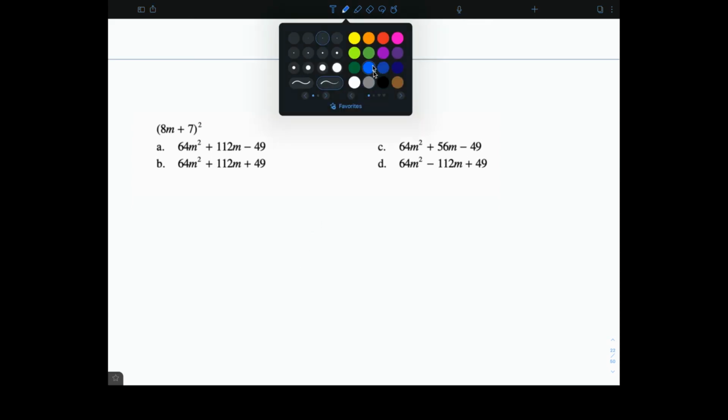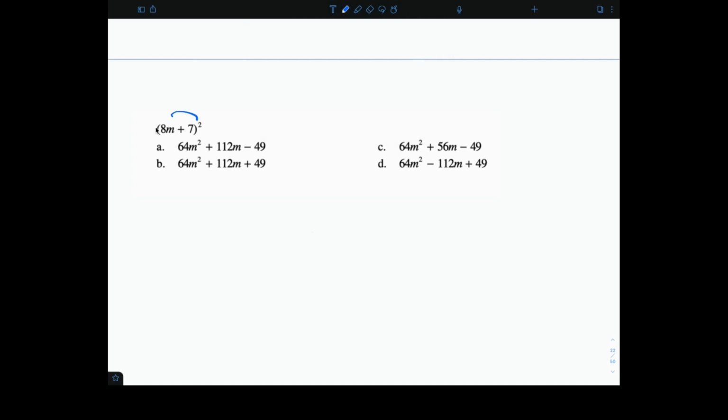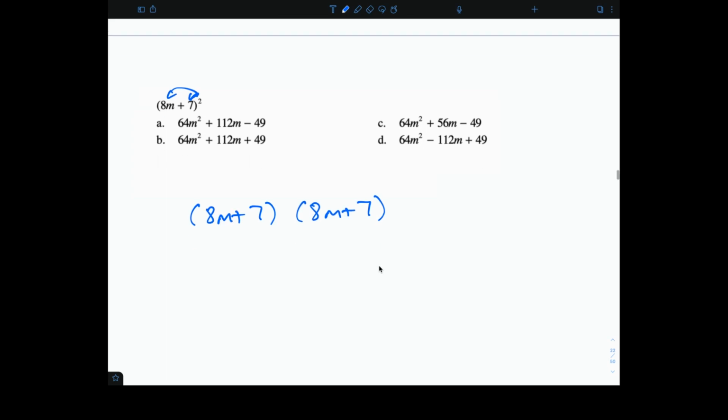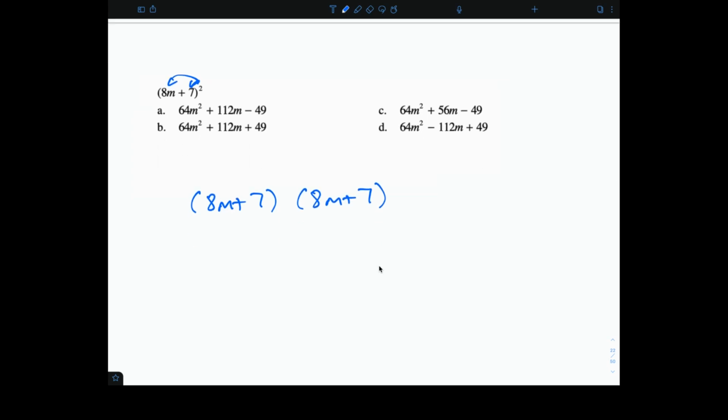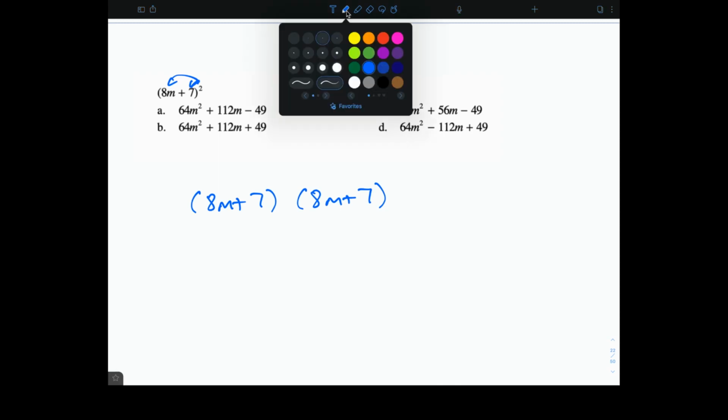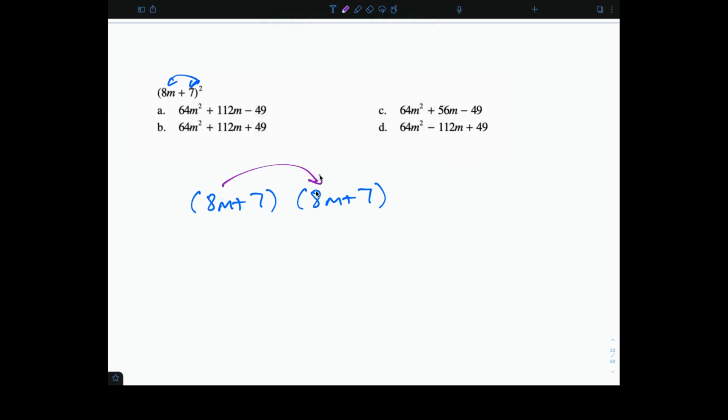This one, what's very important, what's commonly made as the mistake is people distribute into both. You do not do that. What does it mean when you square something? When you square something, it means that you multiply it by itself. So we're going to FOIL this one. This one I'm actually going to FOIL out. If you're not comfortable with that, then you can use the box, or you can refer back to the last problem to see how to do that.